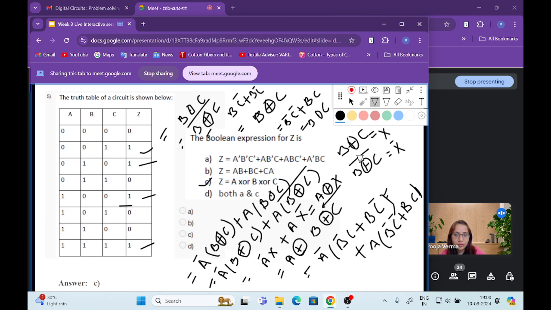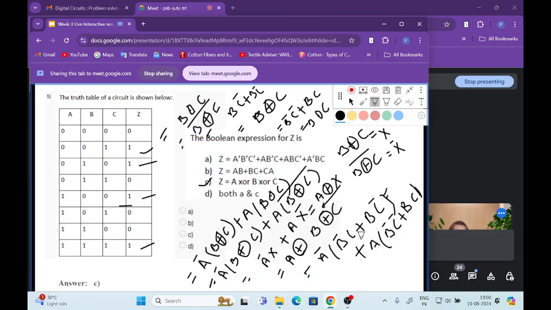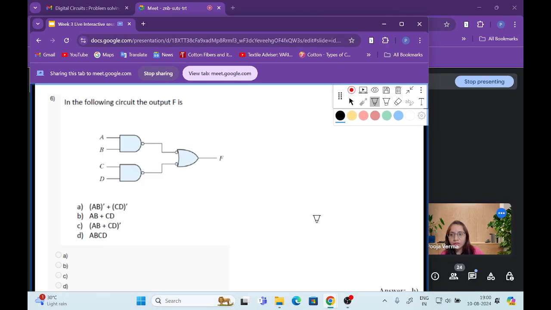Can we move to the next question? Okay. Moving to the next question. So what will be the output for this circuit? How will you solve? What will be the output for this circuit? What will be the expression for f?